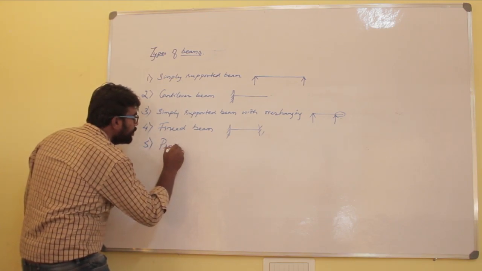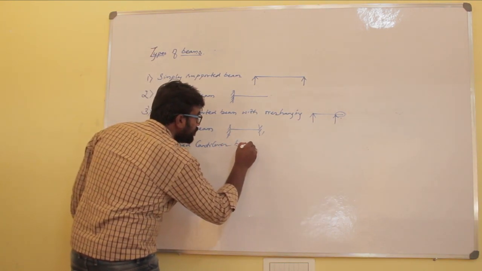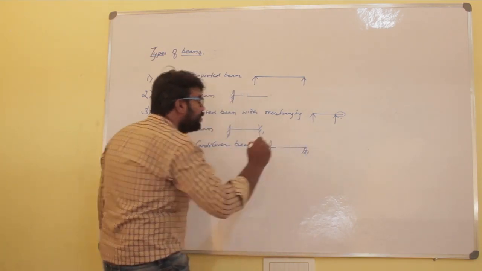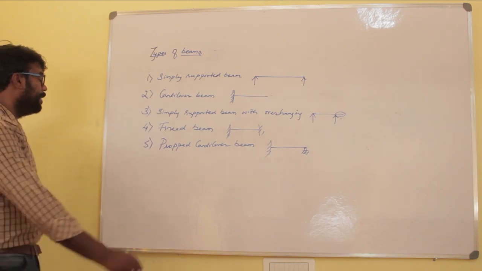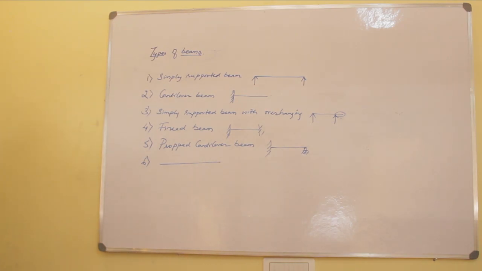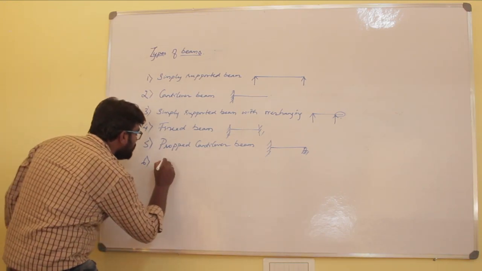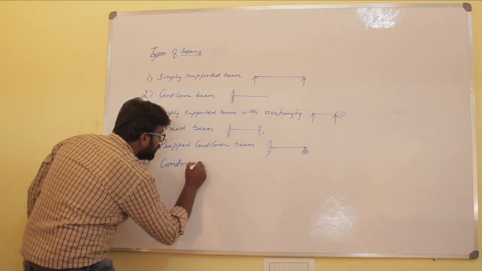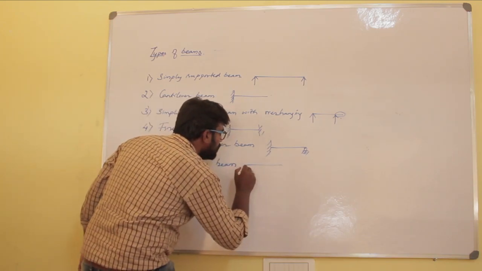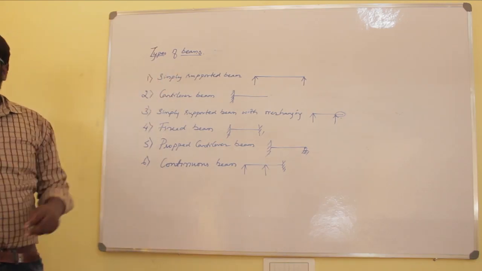Proper cantilever beam: this means a cantilever beam is supported by a roller support at the free end. This is called a proper cantilever beam. And we have one more type of beam, that is a continuous beam. That means it has more than one span. If the beam has more than one span, then it is called a continuous beam. These are the different types of beams.